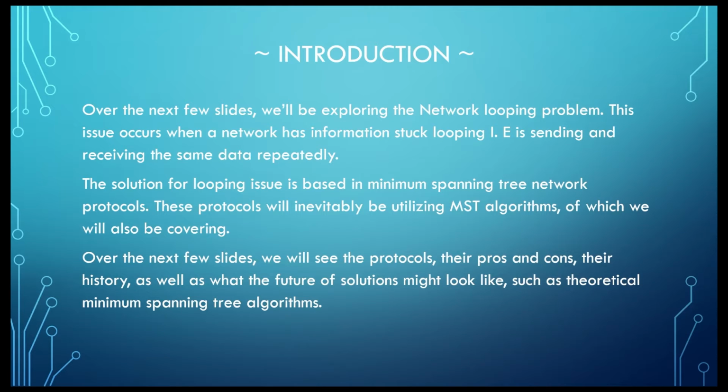All right. So over the next few slides, we'll be exploring the network looping problem. This issue occurs when a network has information stuck looping, i.e., it's sending and receiving the same data repeatedly. The solution for the looping issue is based in minimum spanning tree network protocols. These protocols will inevitably be utilizing MST algorithms, of which we will also be covering. Over the next few slides, we will see the protocols, their pros and cons, their history, as well as the future of solutions such as theoretical minimum spanning tree algorithms.